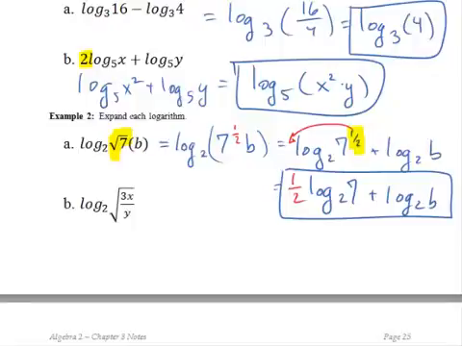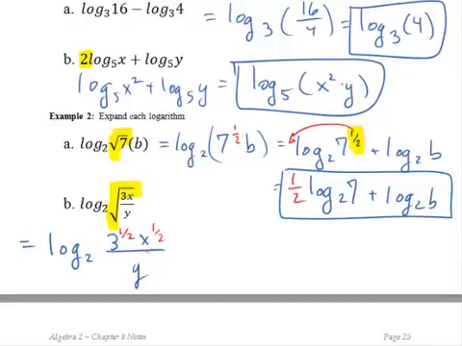Now when you have a square root over everything, you need to think about everything on the inside of this log as having a 1/2 power. So this is really saying the 3 was under a square root, and the x was under the square root, and the y was under a square root.